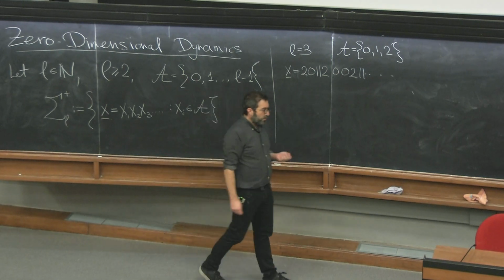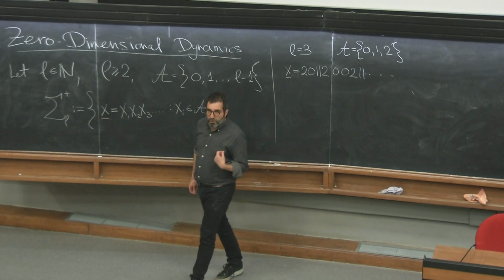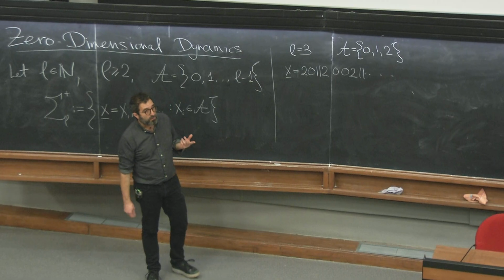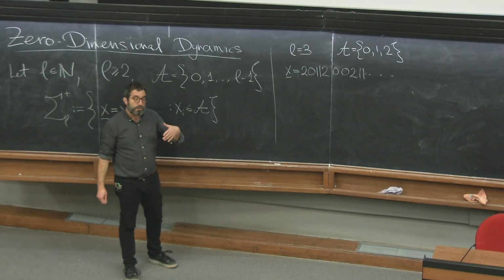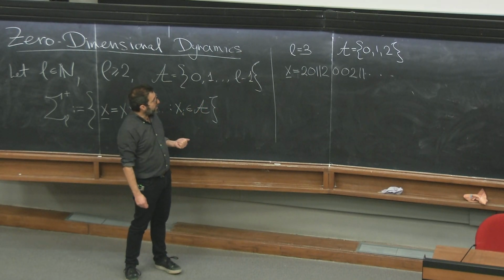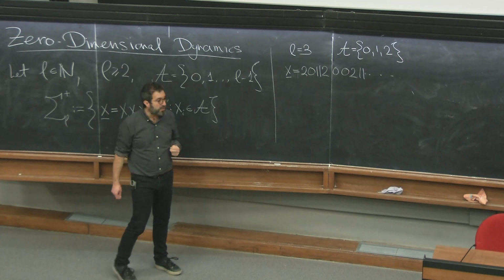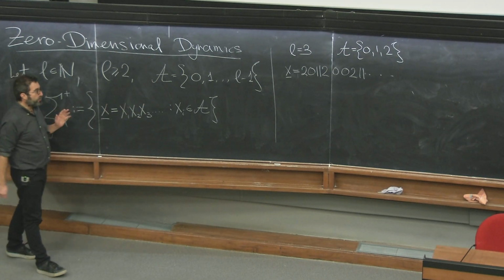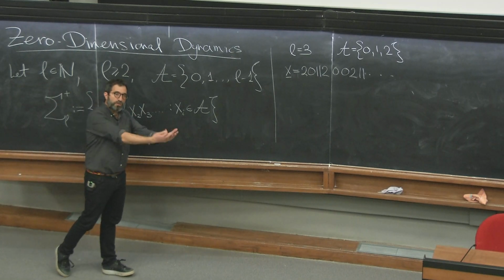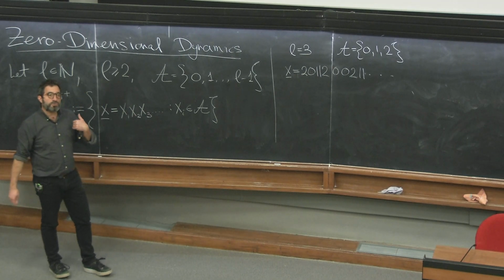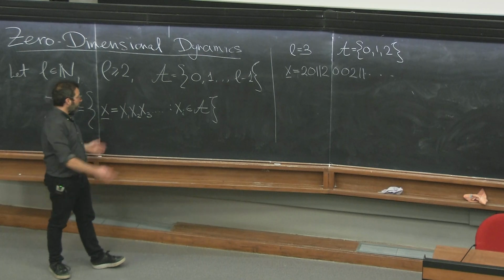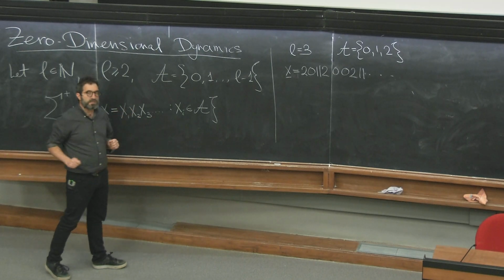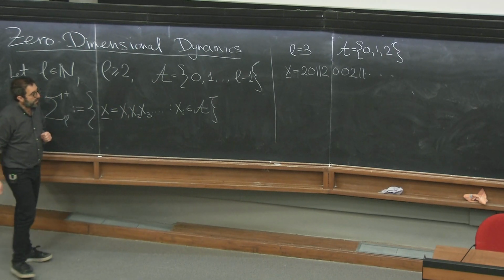As you know, I'm going to define now, between this lecture and probably also the next lecture, two dynamical systems on this set. I'm going to define two maps on this set. And then we're going to study the dynamics of the map on this set of sequences.